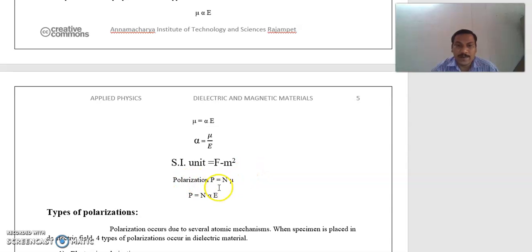So polarization P equals N into mu, where N is the number of atoms per unit volume and mu is the dipole moment, which equals alpha E, so that P equals N alpha into E.